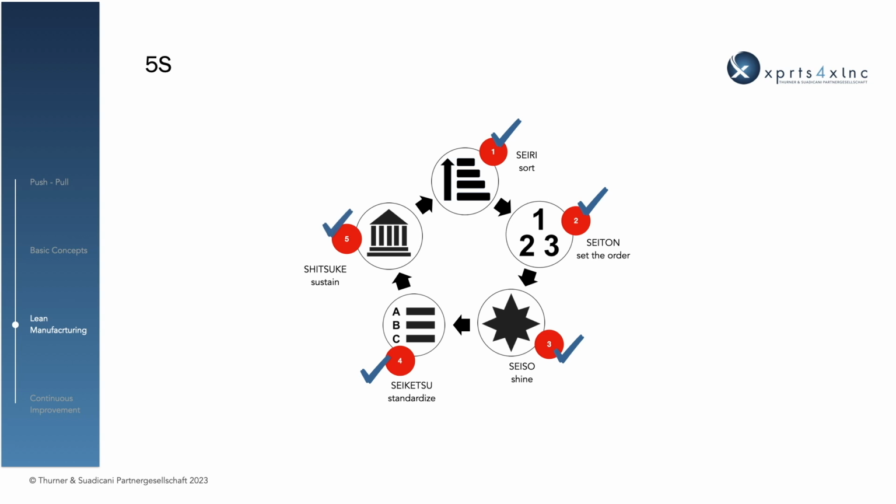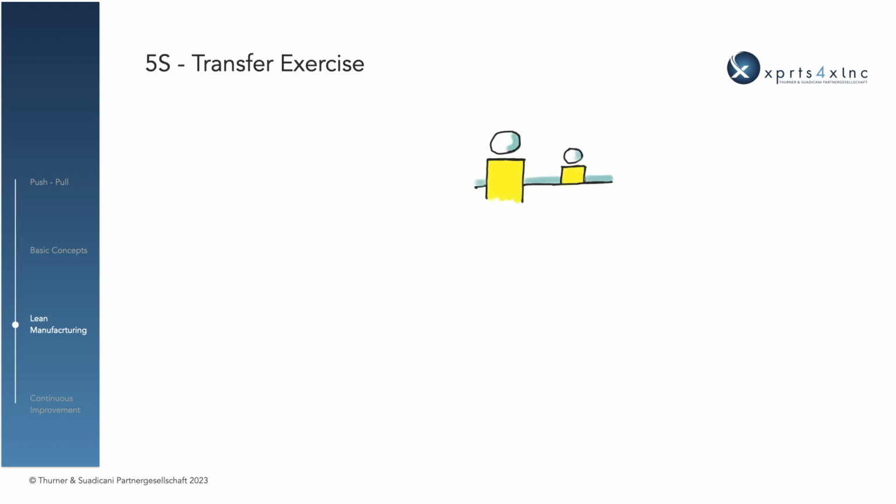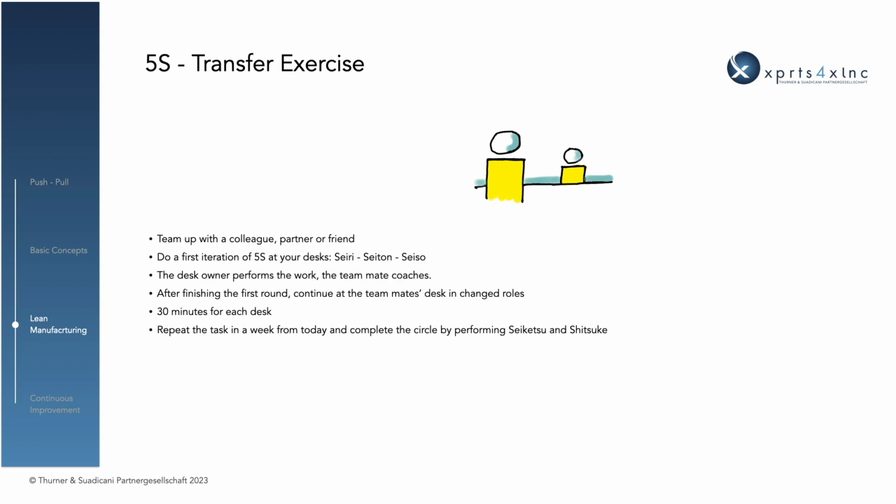Congratulations! You have now completed your first 5S routine. If you want, do this transfer exercise. Team up with a colleague, a partner or a friend. Do a first iteration of 5S at your desks: seiri, seiton, seiso. The desk owner performs the work, the teammate coaches. After finishing the first round, continue at the teammate's desk in changed roles. 30 minutes for each desk. Repeat the task in a week from today and complete the circle by performing seiketsu and shitsuke.